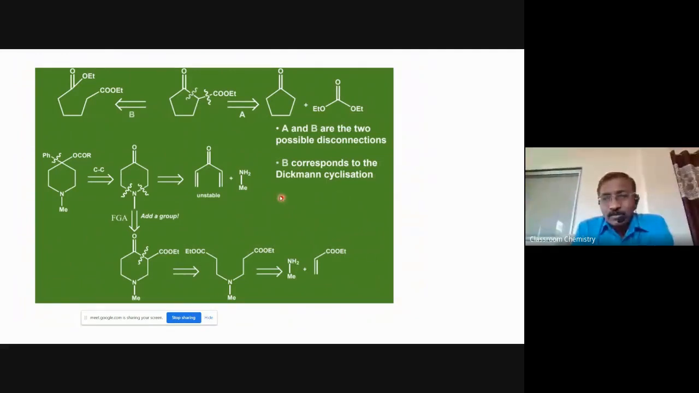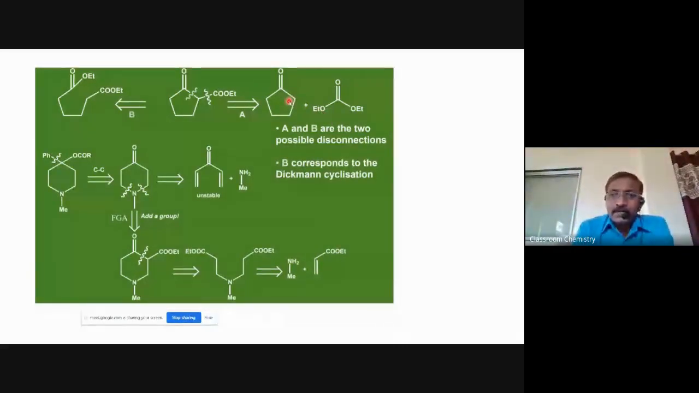When you observe positions 1, 2, and 3, again it is a 1,3 difunctionalized compound, and when we disconnect this, we get cyclopentanone, and this cyclopentanone easily reacts with diethyl carbonate. We have obtained this product.